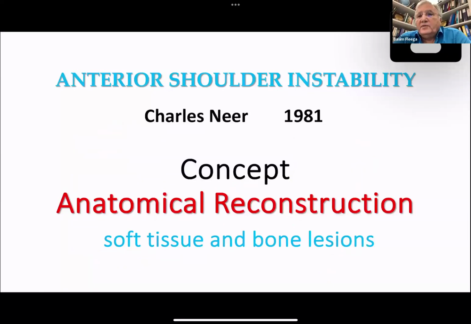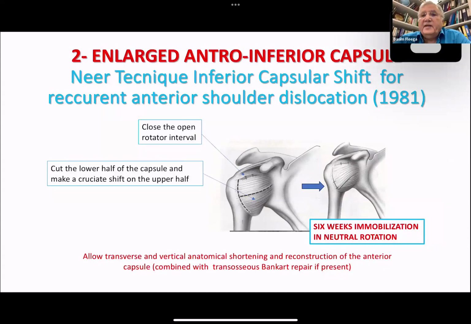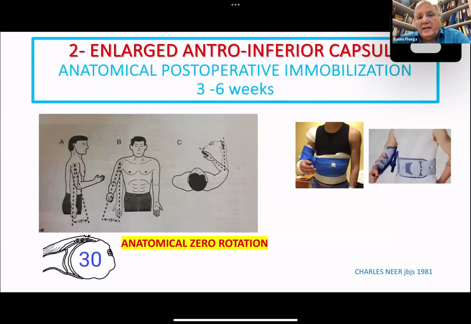So the open reconstruction of Neer, considering the anatomical reconstruction of soft tissue and bone lesion, was based on Bankart repair. The transosseous suture fixation was restoring the anterior glenoid concavity, while the anchor suture fixation did not restore the concavity, as also presented by Thomas and Matsen in 89. Beside the Bankart repair, also inferior capsular shift was considered if we have an enlargement of the antero-inferior capsule. Here, the interval is closed and an inferior shift is done. Important after that is the immobilization of 3 to 6 weeks in order that the capsule will heal in anatomical zero rotation position.